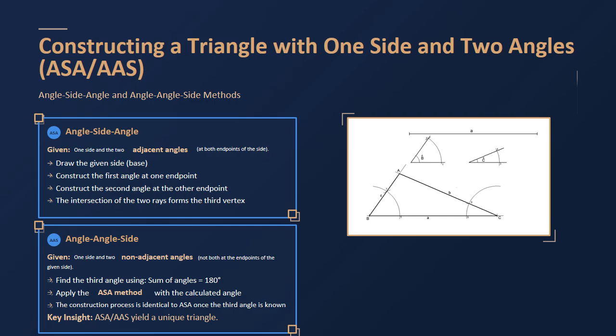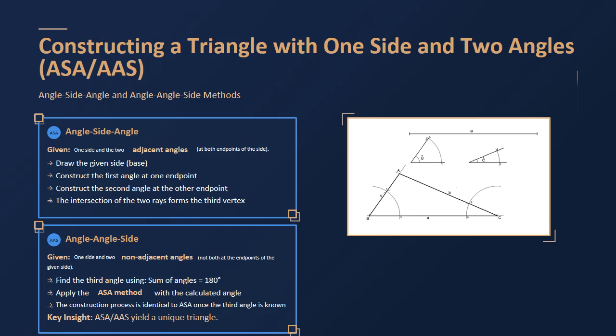Constructing a triangle with one side and two angles, that is ASA, AAS. Draw the given side as the base. Construct the first angle at one end point. Construct the second angle at the other end point. The intersection of the two rays forms the third vertex.